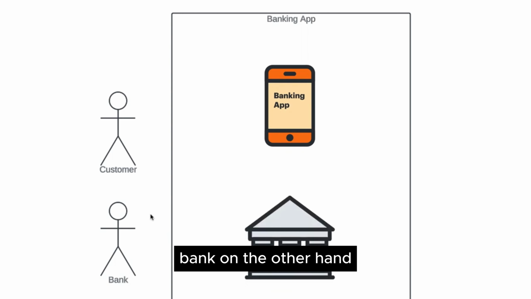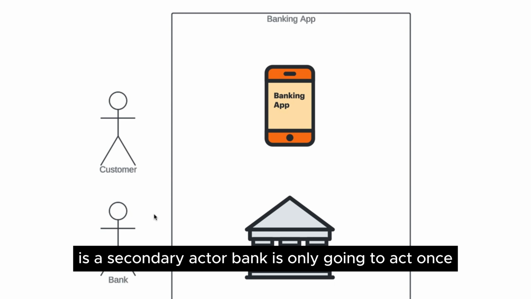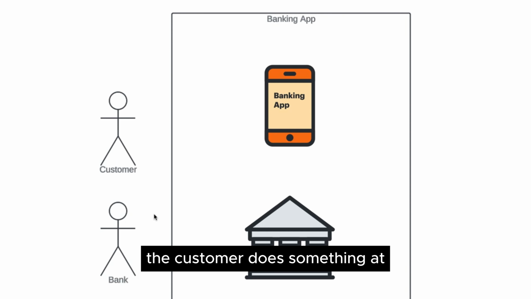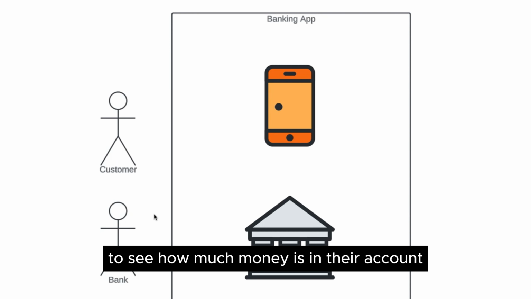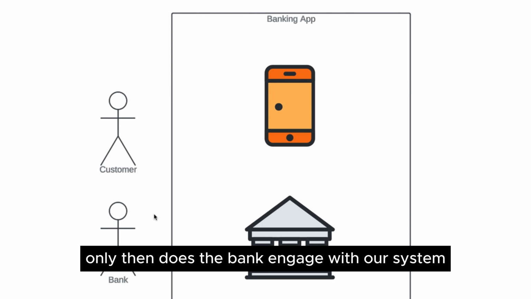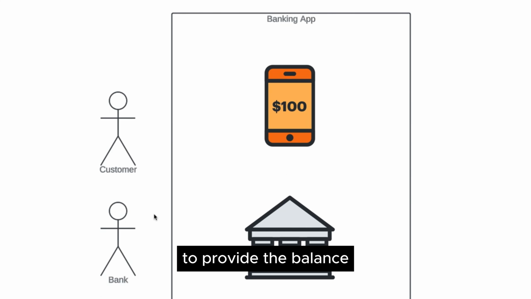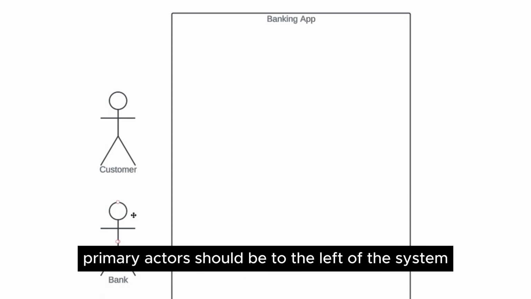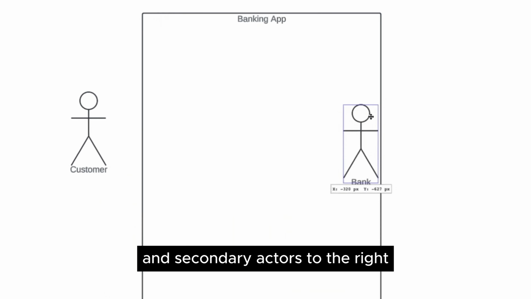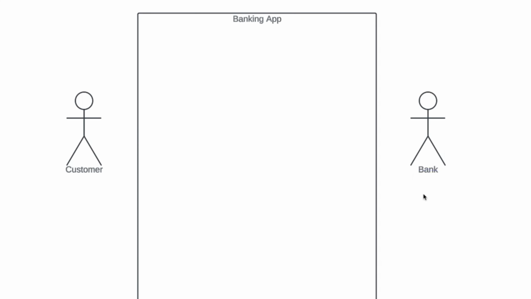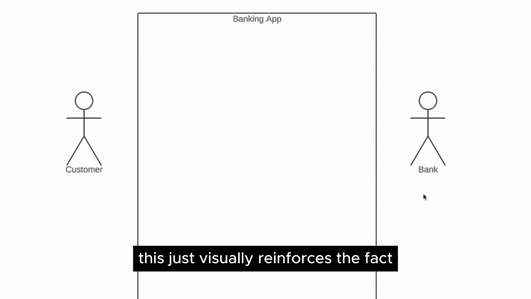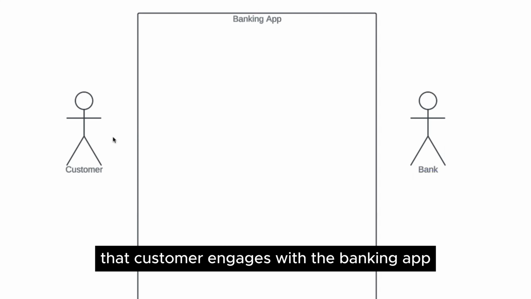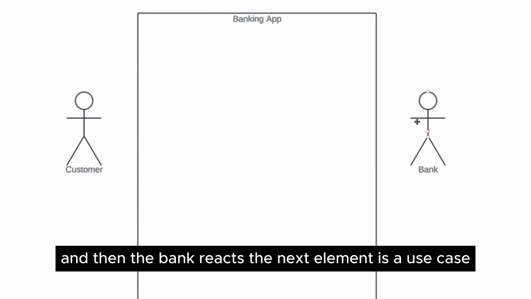Bank, on the other hand, is a secondary actor. Bank is only going to act once the customer does something. The customer goes on the app to see how much money is in their account. Only then does the bank engage with our system to provide the balance. Primary actors should be to the left of the system and secondary actors to the right. This just visually reinforces the fact that customer engages with the banking app, and then the bank reacts.